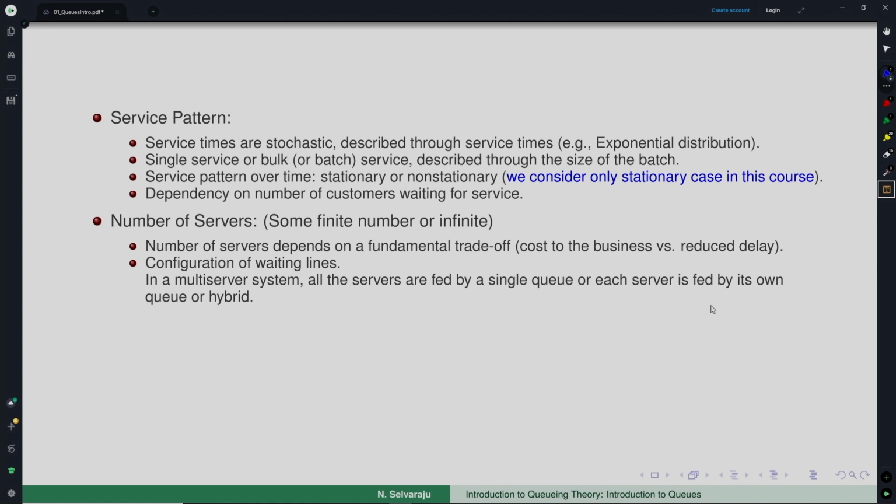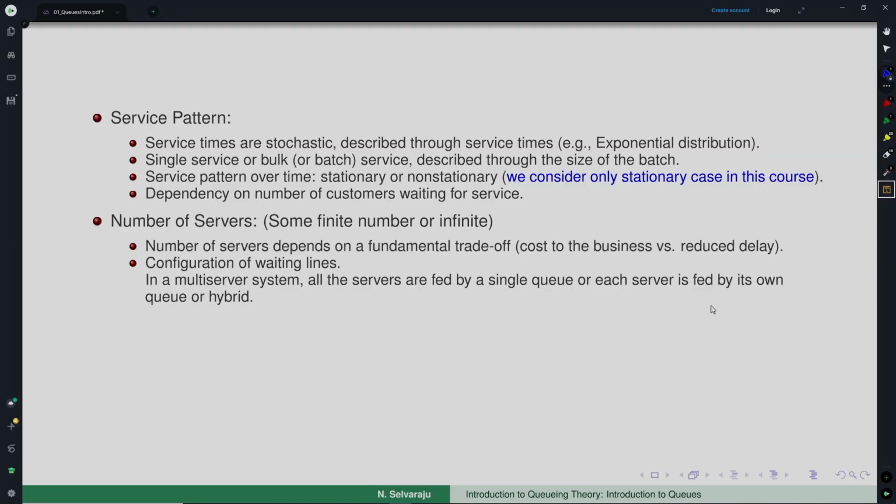This could be an infinite number of servers, which basically represents a self-service kind of system, or there could be a finite number, which could be even one server, or some 10 servers, or some finite number of servers. Okay. So that is the number of servers. This is another description that you need to make. As you know, the number of servers depends on a fundamental trade-off, which is cost to the business versus reduced delay. You have more servers in place, you have less waiting time for the customer. You have fewer, you will have more.